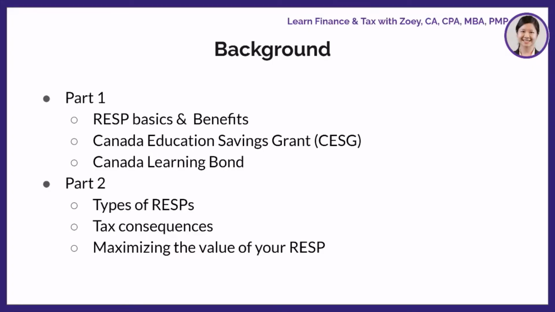I'm going to talk about our ESP in two separate videos, as I noticed that my viewers generally don't watch the full video if it is longer than 10 minutes. In part 1, I will discuss the basics about our ESP, the contribution limit, the benefits for investing in it, and the government grants. In part 2, I will discuss the types of plans available and the tax consequences of withdrawing money from our ESP. I will also explain the strategies for maximizing the value of your plan, as the tax treatment of contributions, government grants, and the income growth are different.